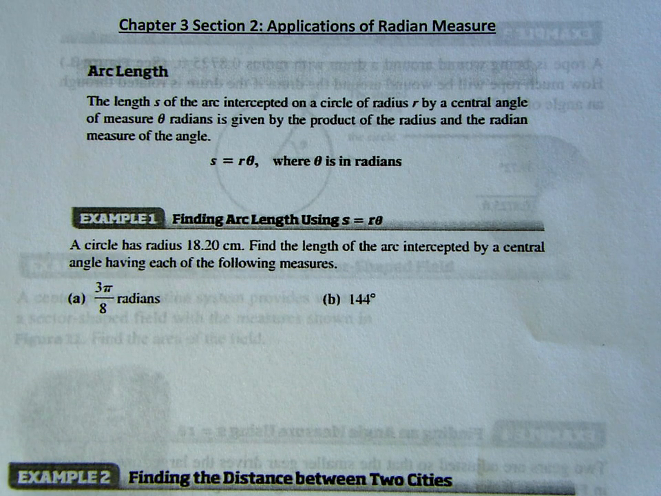So for this first example, it says a circle has a radius of 18.20 centimeters. We need to find the length of the arc intercepted by a central angle having each of the following measures. So the first one is given to us in radians, which is good. That's what we want it to be in, because up there in the definition, it specifies that we need theta to be given in radians. So if it wasn't in radians, we would need to get there first. But lucky for us, it's already in radians.